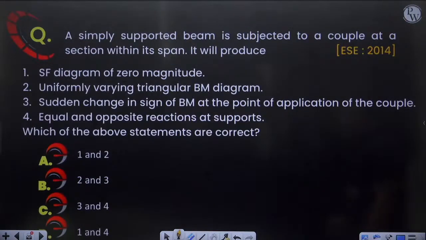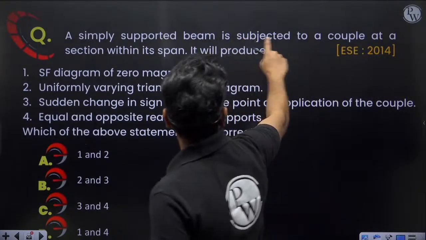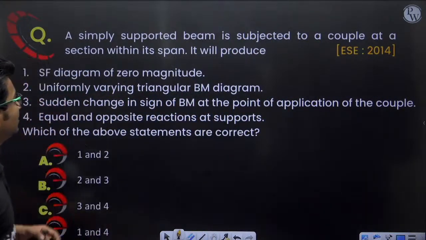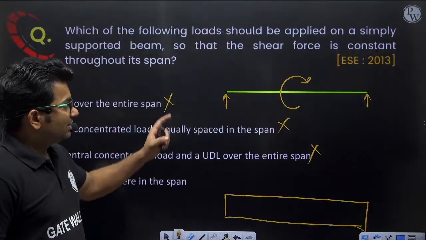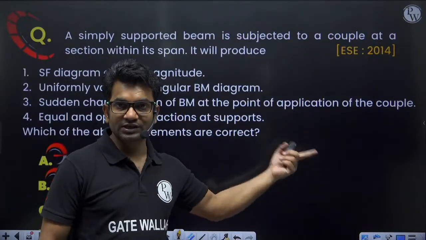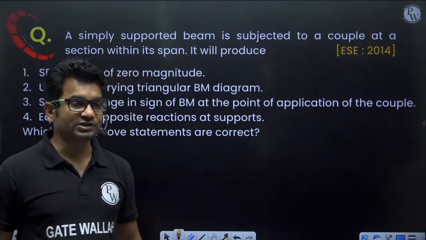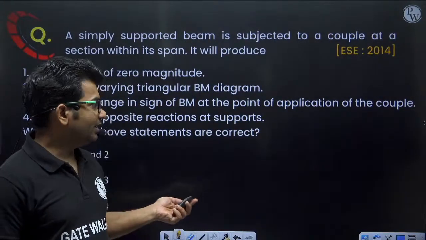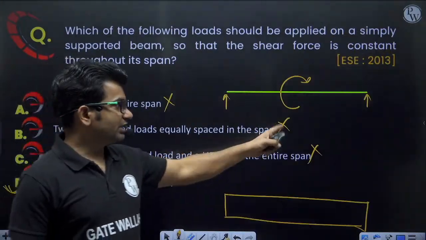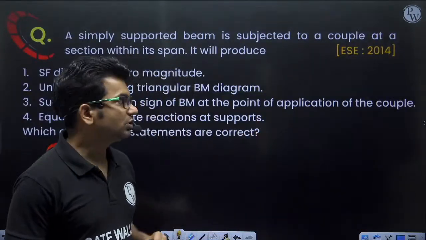Okay, let's move on to the next question. A simply supported beam is subjected to a couple at a section within its span. This question and the previous question are similar to each other. Just the language is changed and the entire question is the same. This was asked in 2013, and this was asked in 2015.